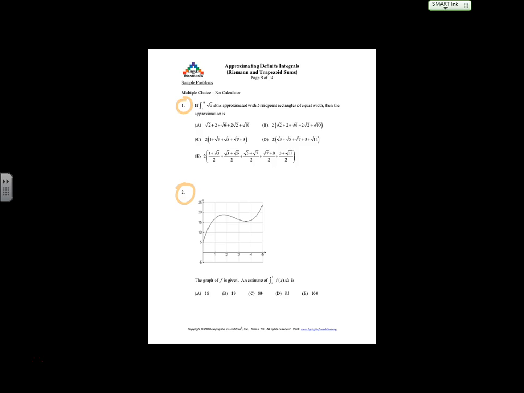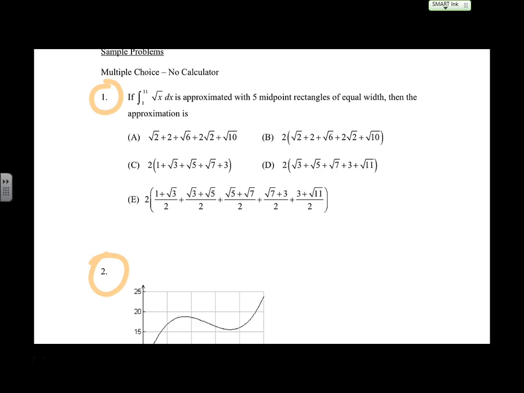Number 1. Remember, you can have a colored pen out, you can have a pencil out. All right, 5 midpoint rectangles. Kiddos, what's the change, or I should say, what's the base going to be if we need to make 5 rectangles in between 1 and 11?